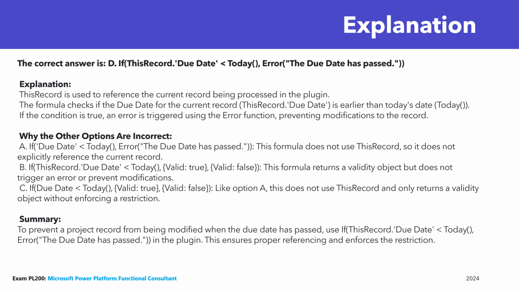Summary. To prevent a project record from being modified when the due date has passed, use if this record dot due date < today, error, the due date has passed, in the plugin. This ensures proper referencing and enforces the restriction.